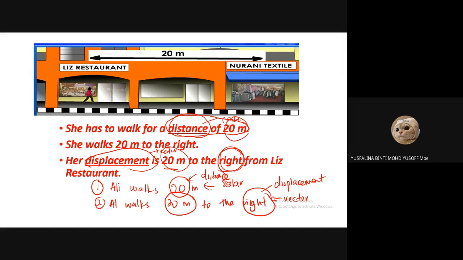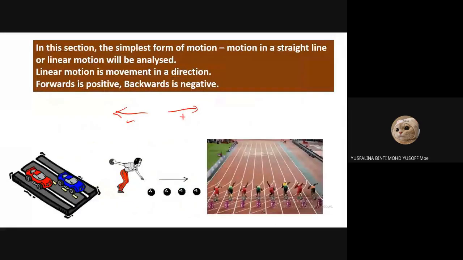So are you clear about distance and displacement? Distance, no direction. Displacement, direction with magnitude. Distance is a scalar magnitude and displacement is a vector magnitude since it has magnitude and direction. Are you clear about the distance and displacement? Any question you want to ask? No? Alright, next one.